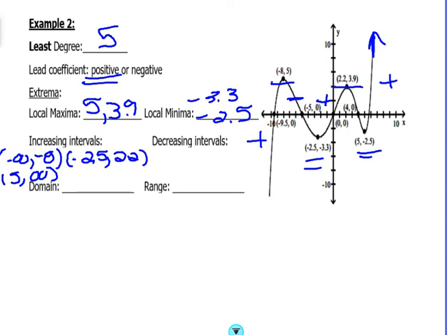Decreasing interval. So what is that? Negative 8 to negative 2.5, and 2.2 to 5. Alright, our domain here again is all reals. And the range is going to be all reals too.